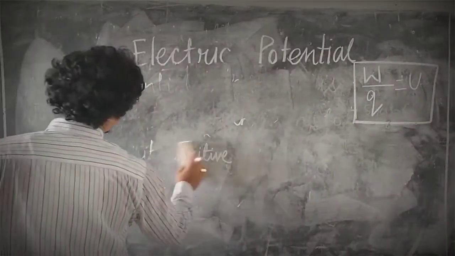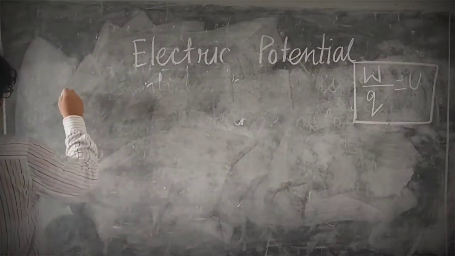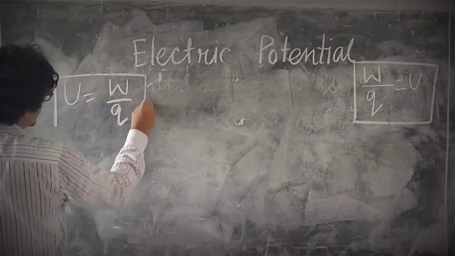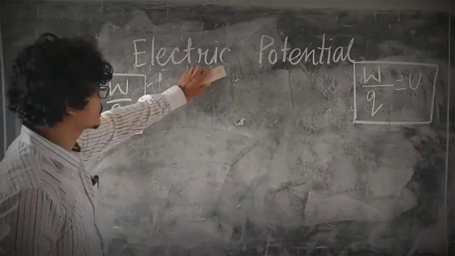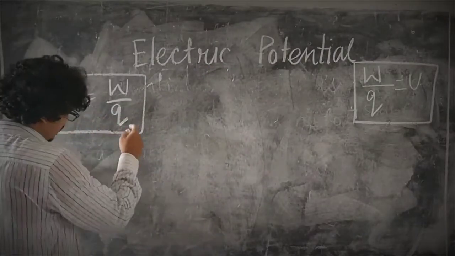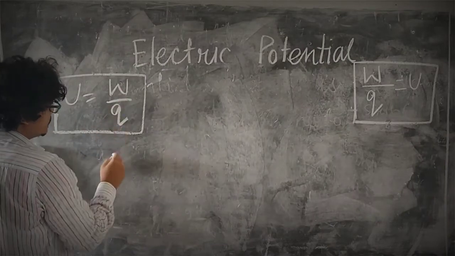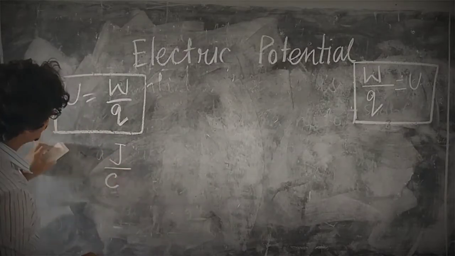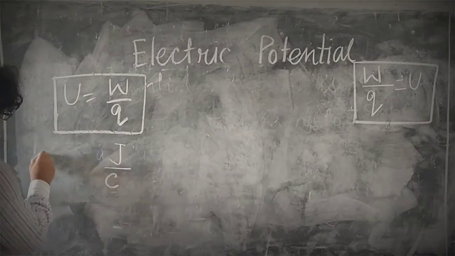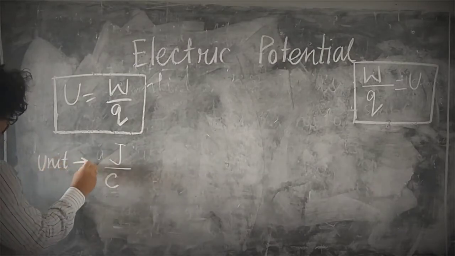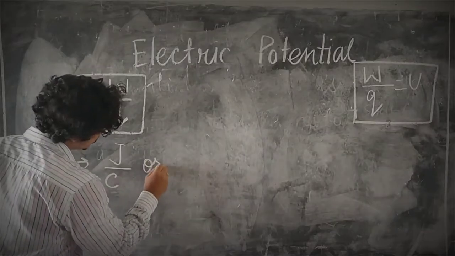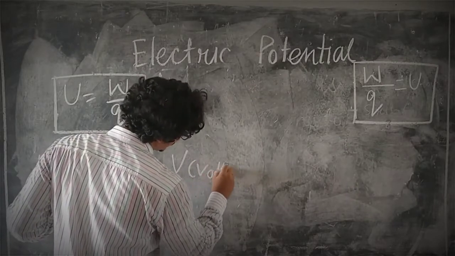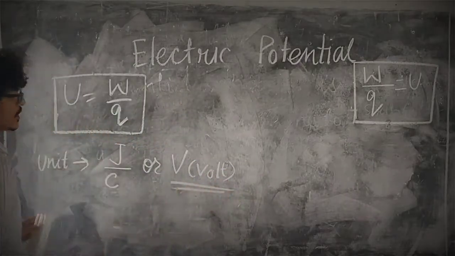So mathematically, electric potential is equal to work done by charge. Here U is potential, the unit of work done is joule, and the unit of charge is coulomb. So joule per coulomb is the unit of electric potential, and this is known as volt. The symbol is V, or volt. This is the unit of electric potential.